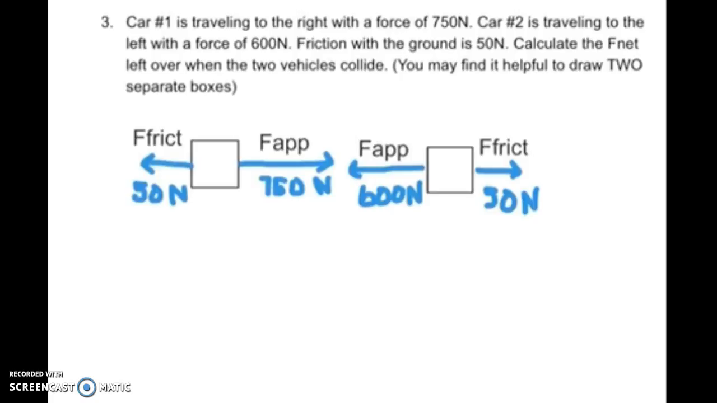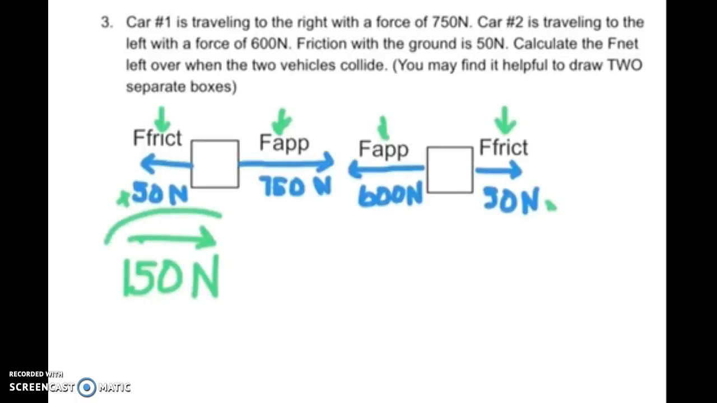Now we need to calculate the net force. First thing we're going to look at are the arrows for friction. We notice that both of these are going in opposite directions. So 50 minus 50 equals 0. So we no longer really need to look at these two numbers. Now if we look at our applied force, we have 750 newtons going to the right, and we have 600 newtons going to the left. Because they are going in opposite directions, that means that we subtract. So we get a total of 150 newtons. Because the applied force is stronger at 750, the object is going to be moving to the right.